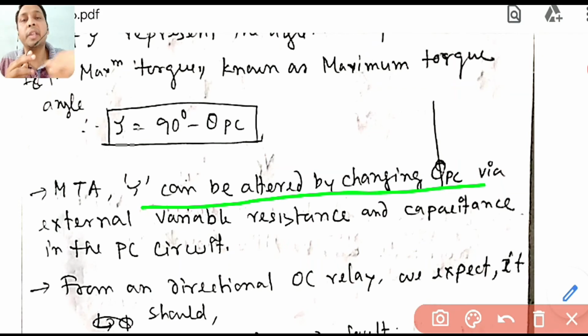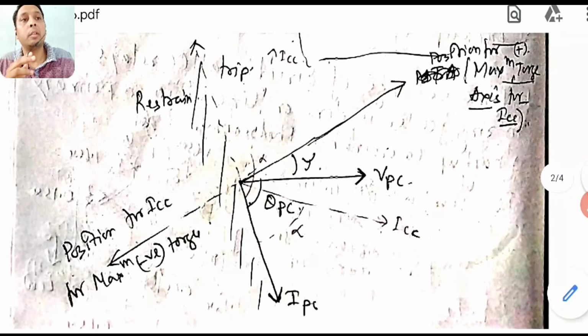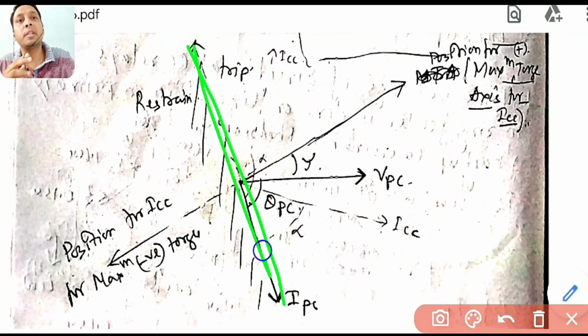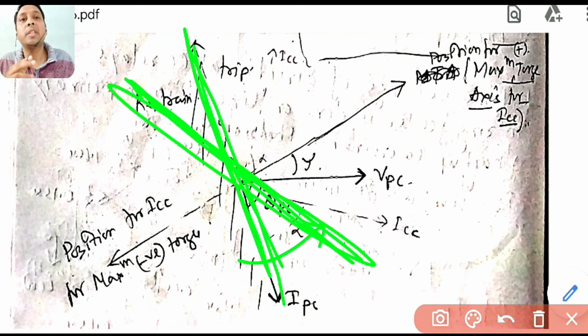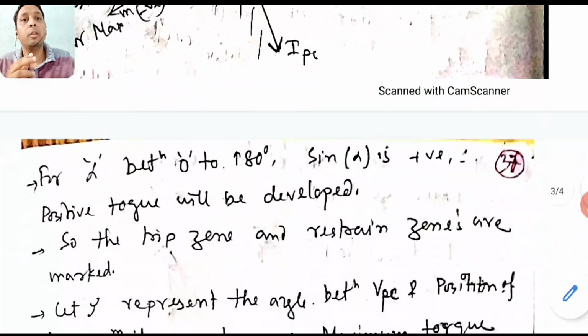This tau you can change by changing your theta PC. So up to how much angle you want to trip, which direction you want to trip, this axis you can change. This axis, because this is the margin of trip and restrain. So you can rotate it here. If your theta PC is less, then this line will come like this. So you can change the division of trip circuit and restraint circuit by changing your theta PC. So that's what they are saying.